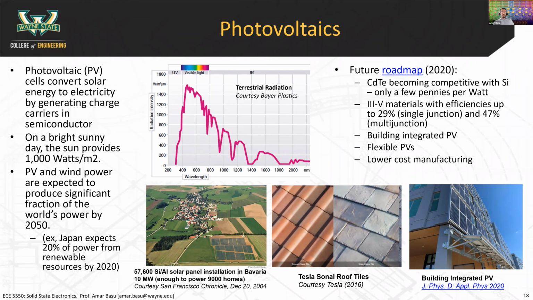So again, on a bright sunny day, the sun provides 1,000 watts per meter squared. If we had efficient devices that could capture 100% of that, that would be tremendous for this whole problem of climate change. So scientists are working to get that number up. And they're working on new materials that are expensive now, but if they turned out to be very efficient, they could really change the game in photovoltaics.